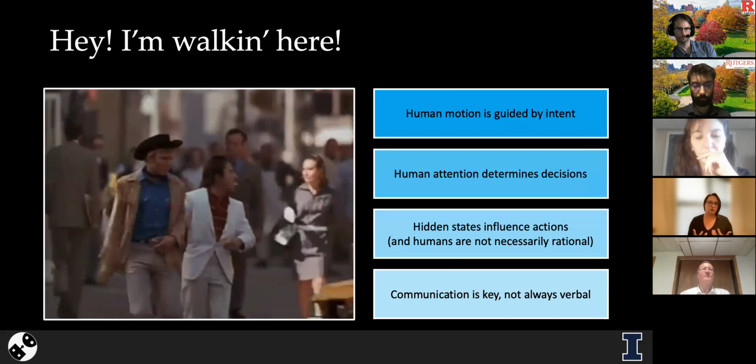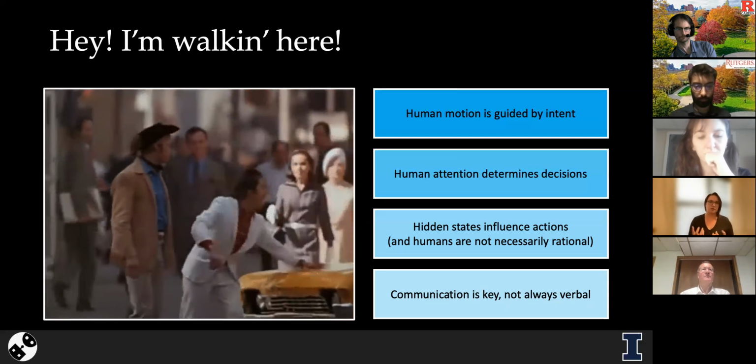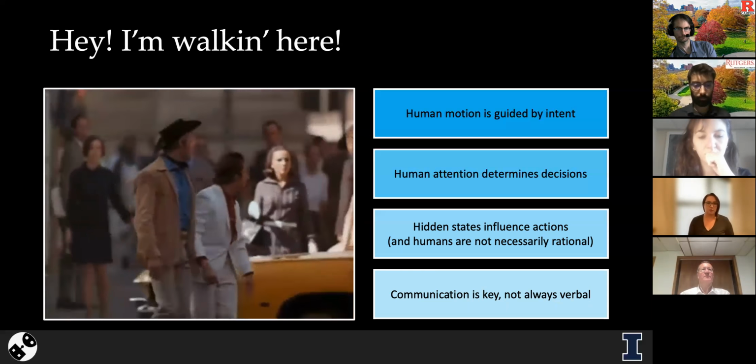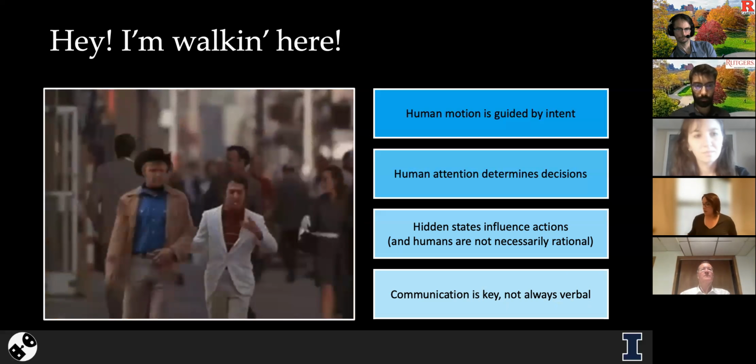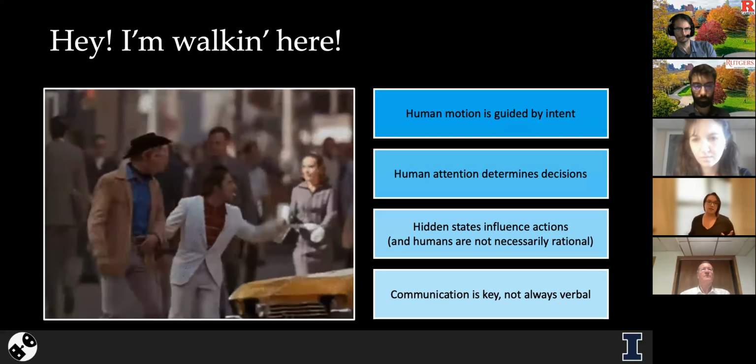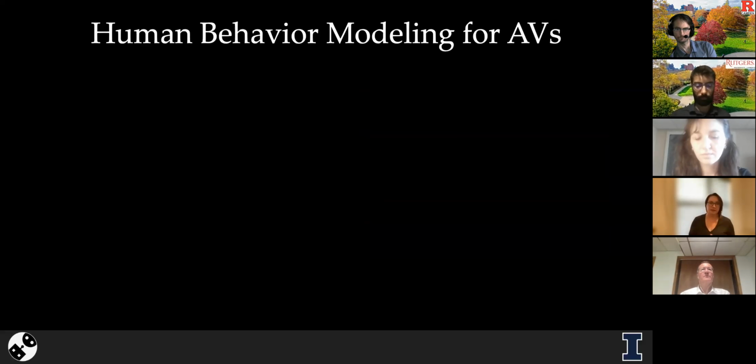There's a lot of these nuanced cues that we take, and preserving this communication becomes very important as we think about designing these systems. So these are some of the key things to think about in this context of behavior modeling. My group has looked at a bunch of different facets of these.